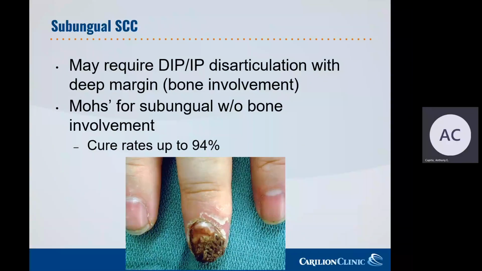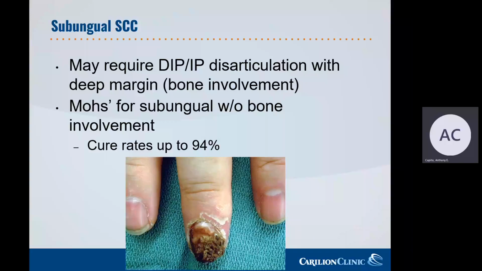A variant here is a subungual SCC. These are not common, but they do occur. If it does involve the bone, this may require a DIP in the finger or IP, a disarticulation if the bone is involved. These are the ones I typically refer to most, especially for squamous cell in situ on the nail fold or germinal matrix.